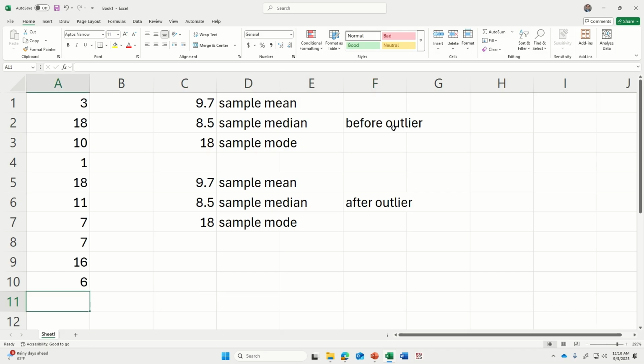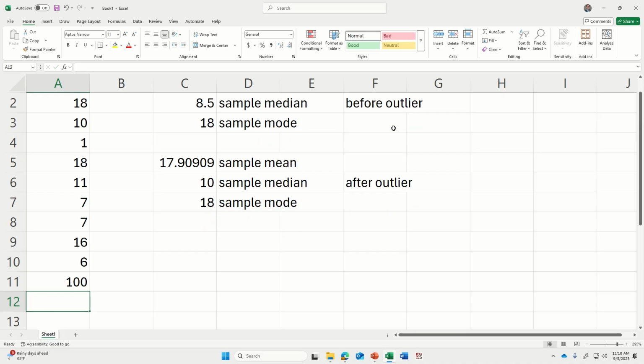What's going to happen when I add one number to this data set, but it's going to be an outlier? It's not going to fit the others. I'm going to add the number 100. Okay? I'm going to hit enter.